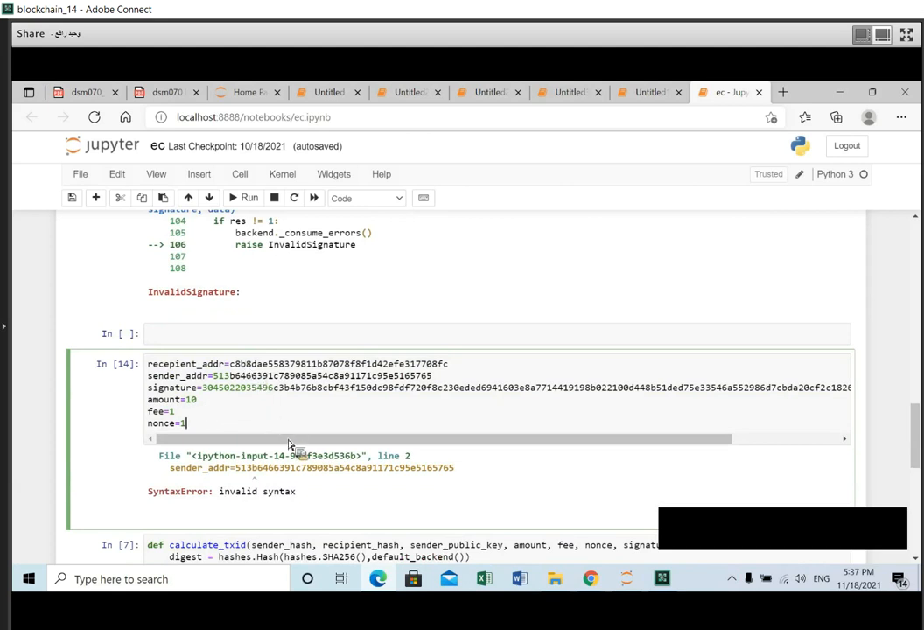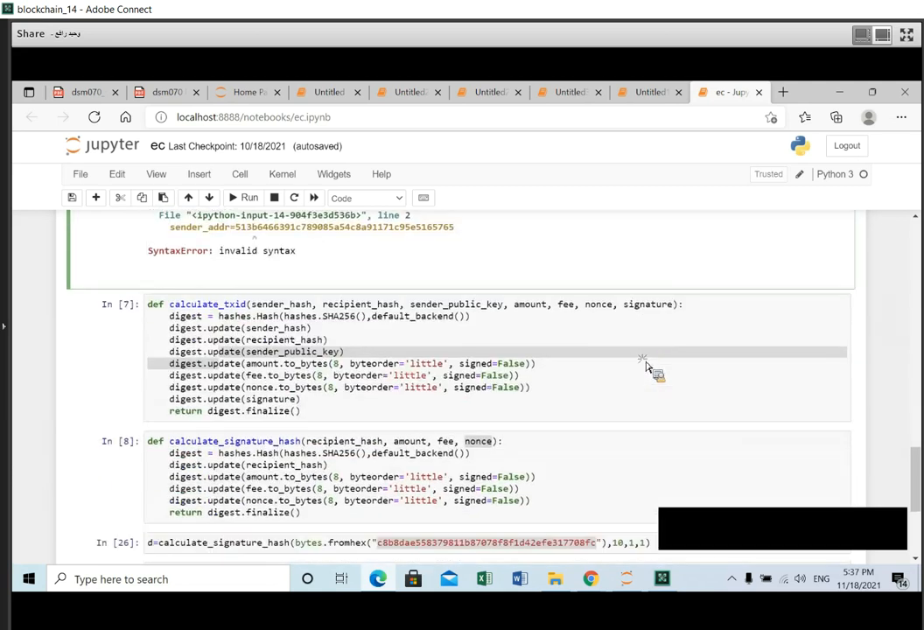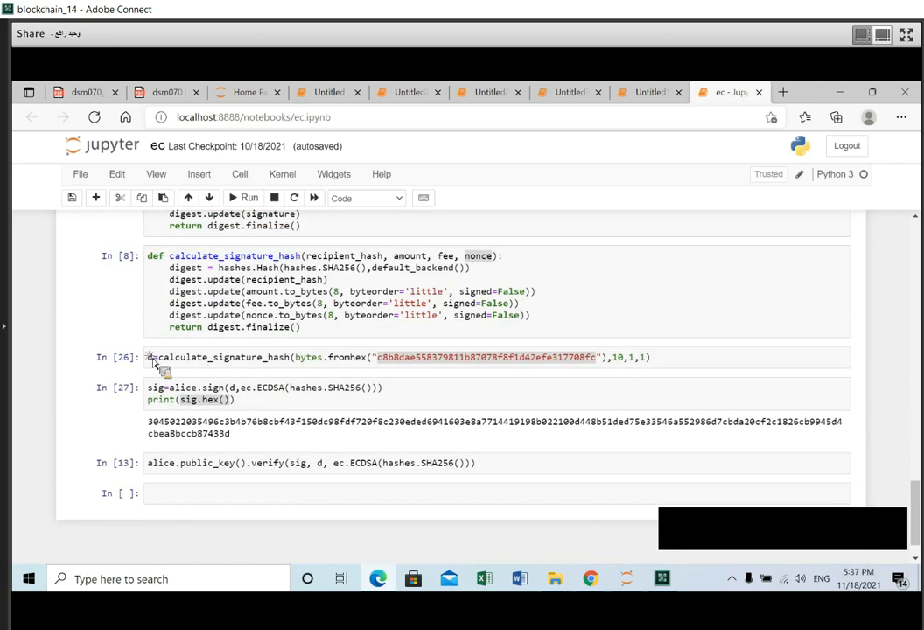As you can see here, this is the recipient hash. So Alice calculates the signature hash using the recipient hash. Amount is 10. Suppose that the fee is 1 and the nonce is 1. And D is the hash of this data. Now, using this command, Alice's private key, alice.sign, Alice creates this signature. So SIG is the digital signature of this data. And this is the output. I have copied it here.